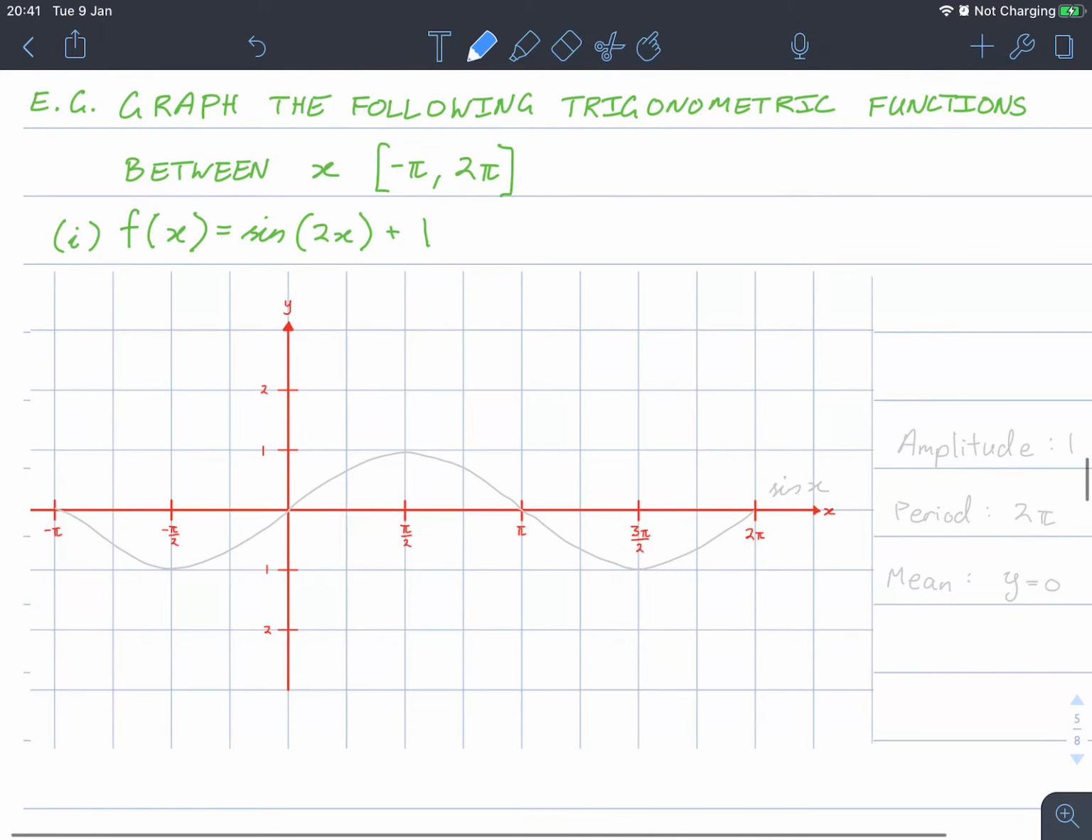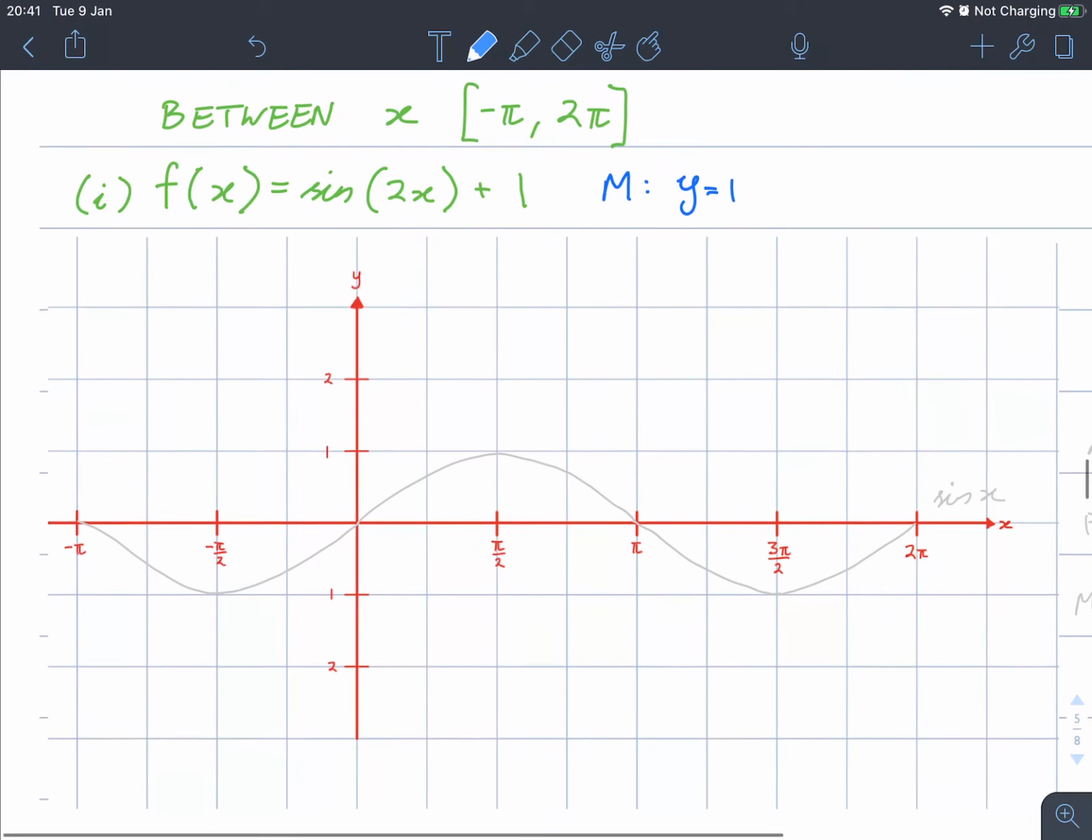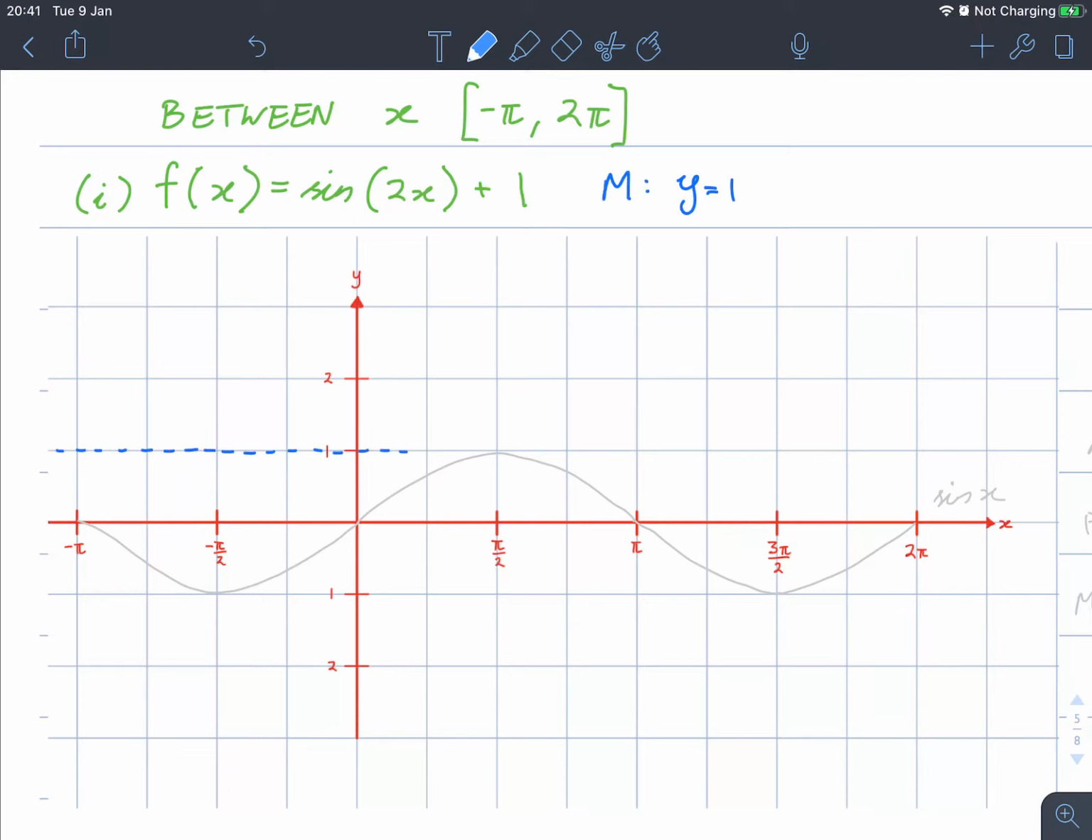Okay, we'll get into some more examples now. Here we go. The first thing we should look at is the easiest point, is the mean value. This plus 1, or if you watch the previous video, plus k. So the mean value now is going to be, there's going to be a line, y is equal to 1. So what that means is there's going to be a horizontal line, y equals 1, that the function cycles up and down along, like so.